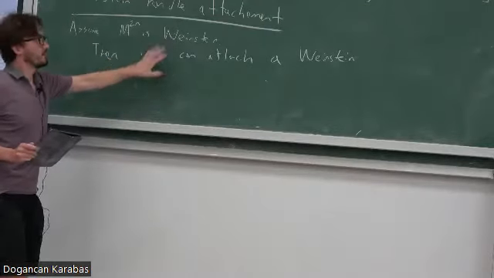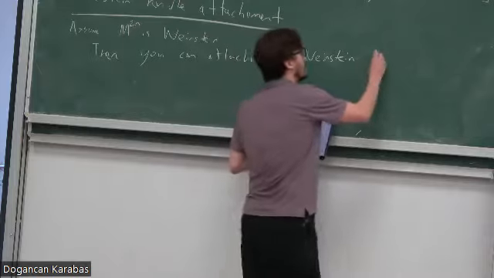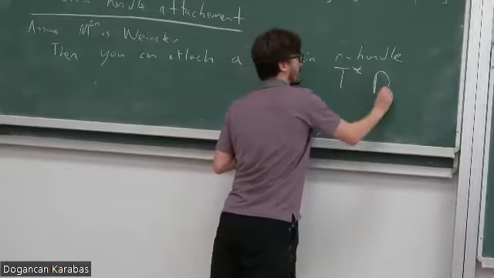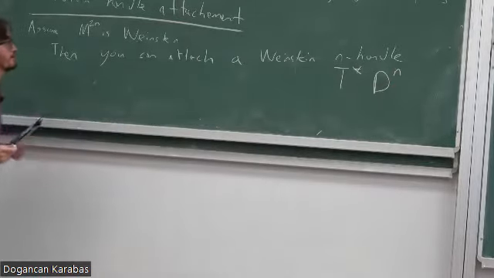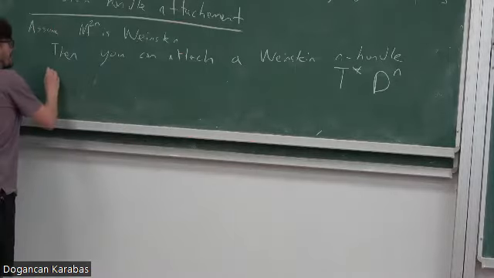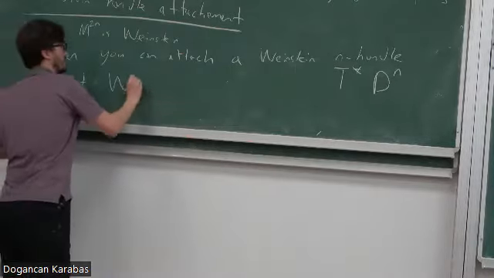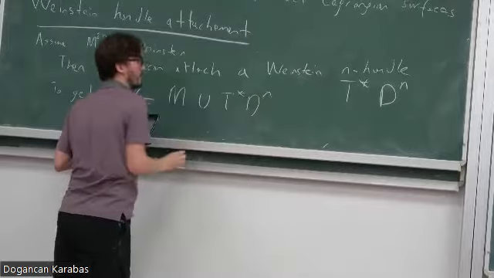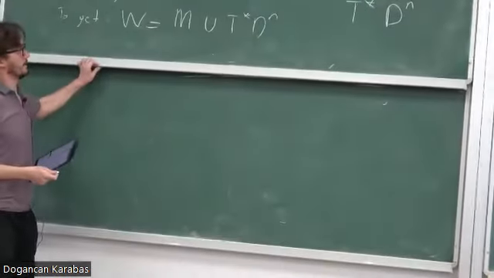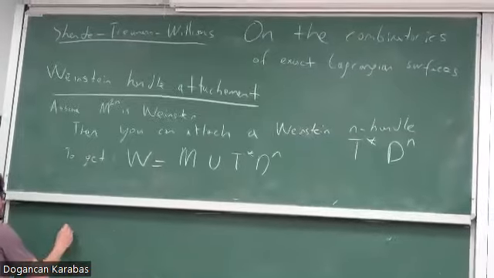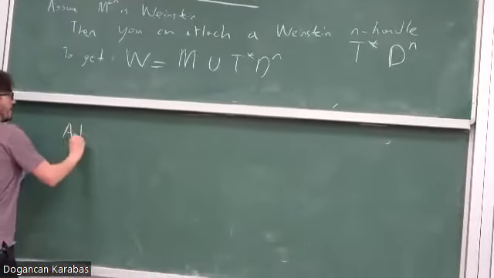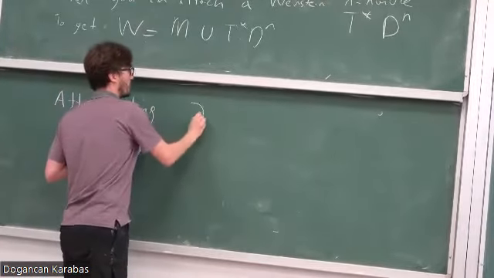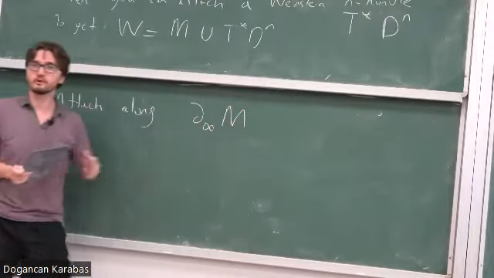Okay, given a Weinstein manifold M, you can attach a Weinstein n-handle, which is T*D^n, to get a new Weinstein manifold. The attachment happens along the infinite boundary of M. Do you recall this?